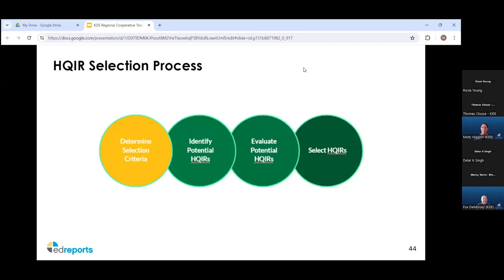Okay, so getting in now to the four parts of the HQIR selection process, we'll use this graphic to help us visually map our movement through them. So this process begins with determining selection criteria based on a district's instructional vision and the markers of high quality science resources from section 2 of the consumer guide. So let's take a moment here and really start to consider what feeds into determining the selection criteria a district curriculum team will use to identify and then to evaluate resources.